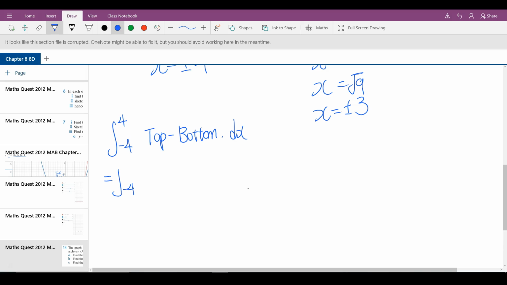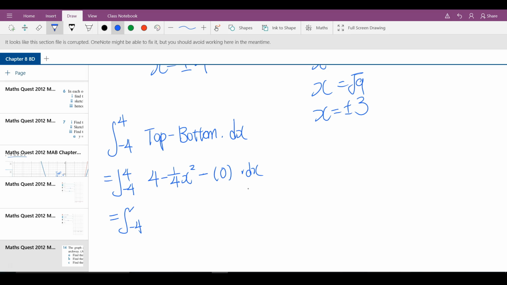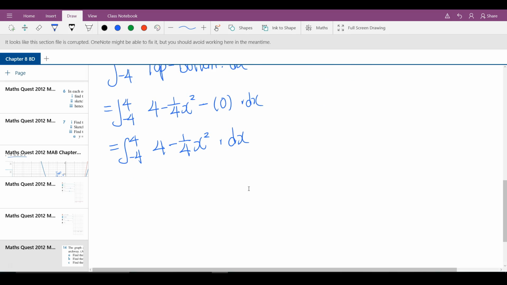So that's -4 to 4, top, which is f of x, it will be 4 minus 1/4 x squared, minus whatever the bottom function is, 0. I know it's not significant. You can always ignore it, but look, it is there. My point is, it is always there. It's literally just that. Ignore the 0. Now, 0 must be a lonely number. People always ignore it. All right, let's integrate.